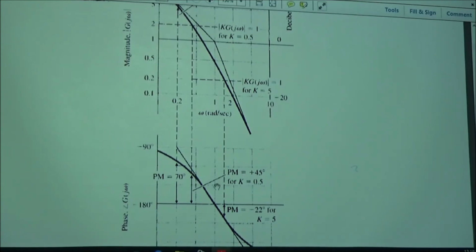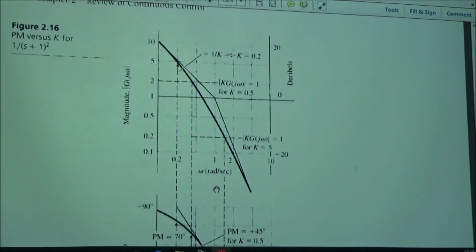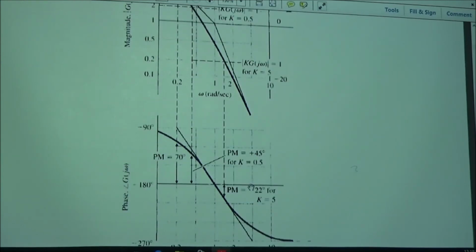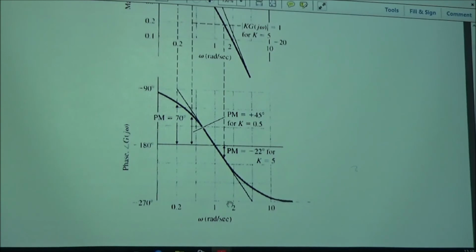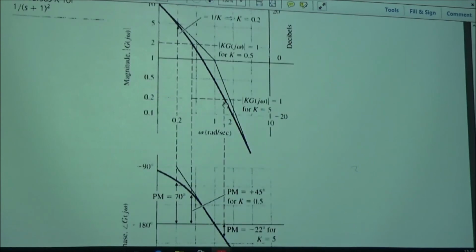It becomes 45 degrees for k equal to 0.5, and now you keep increasing it to, let's say, 5. By the time you reach 5, you have gone beyond minus 180 degrees. You are approaching minus 270. This will give you a situation where you have a negative gain margin. That means you have to reduce the gain from 5 to at least 1 to be able to revive the stability of the system.